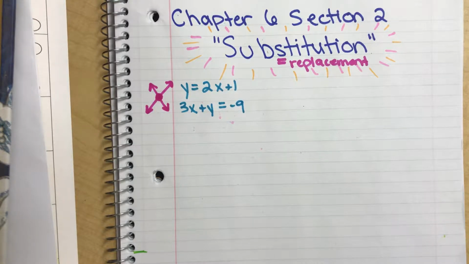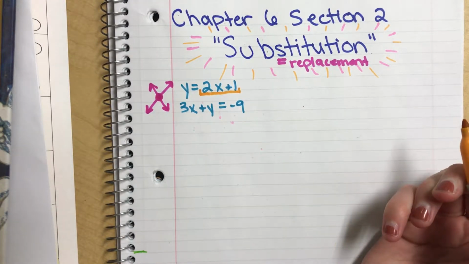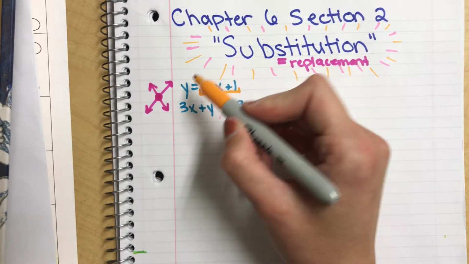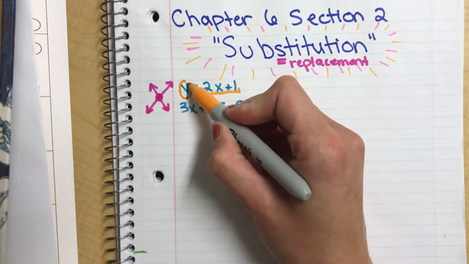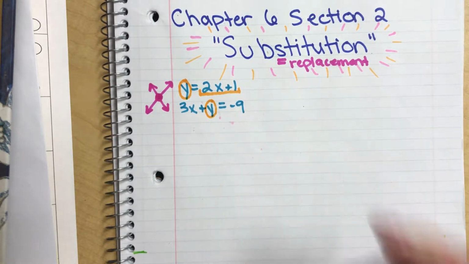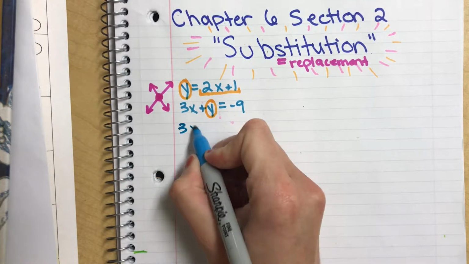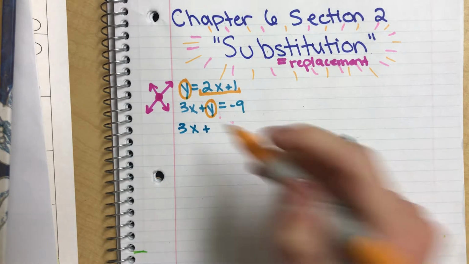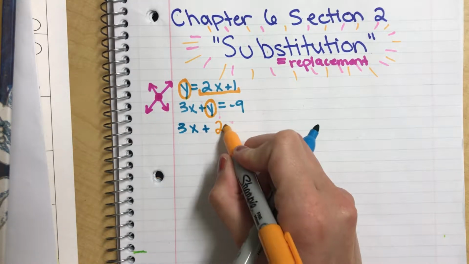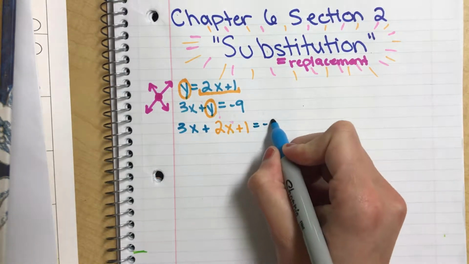So substitution means this. If you notice, we have that y equals 2x plus 1. Since those are equivalent, I can substitute 2x plus 1 everywhere that there's a y in my second equation. What that looks like is 3x plus my new y, which is 2x plus 1, equal to negative 9.